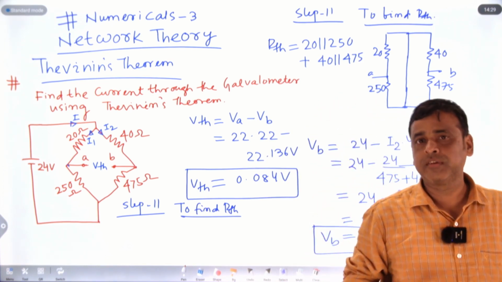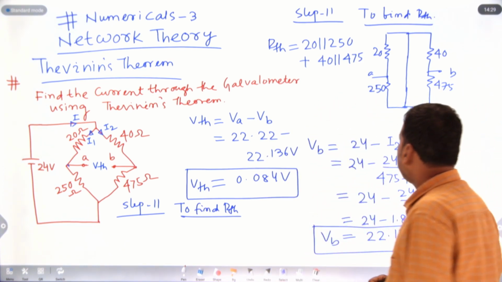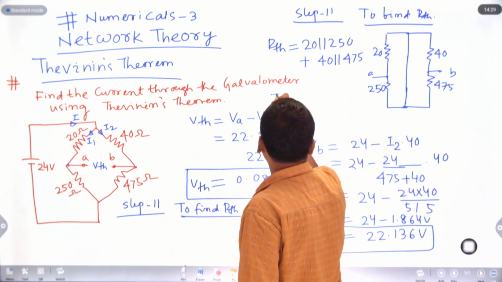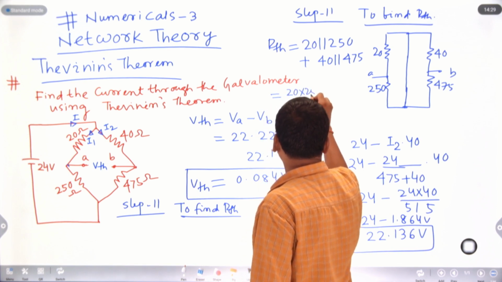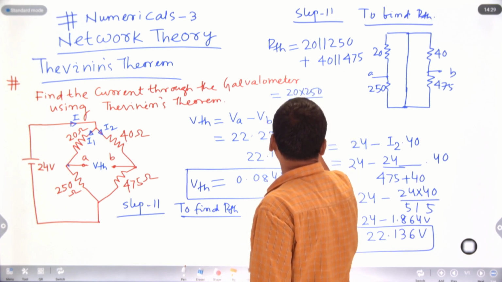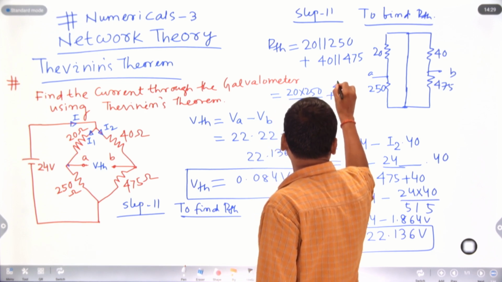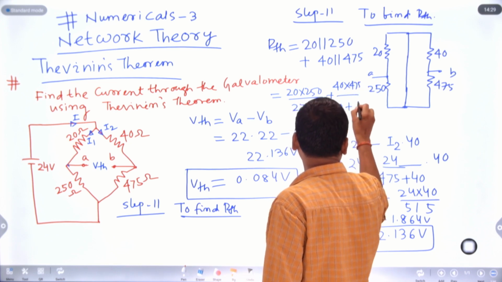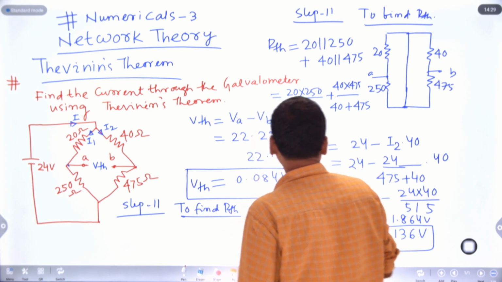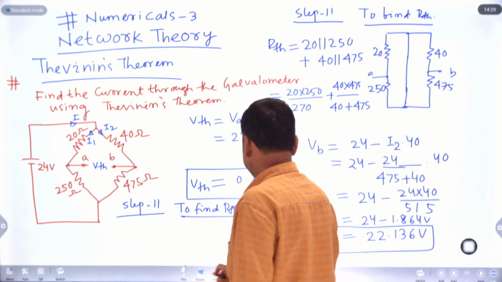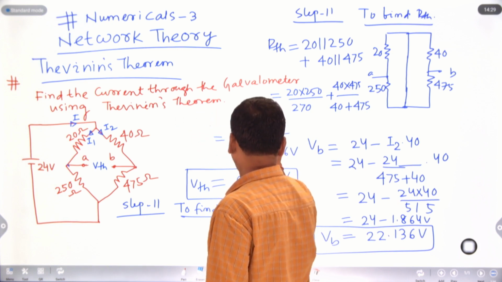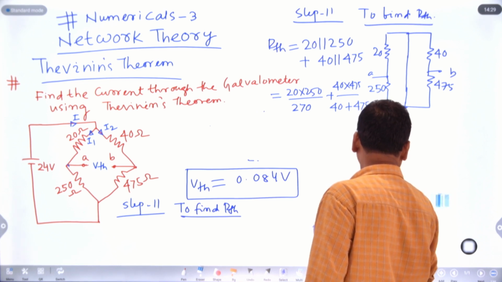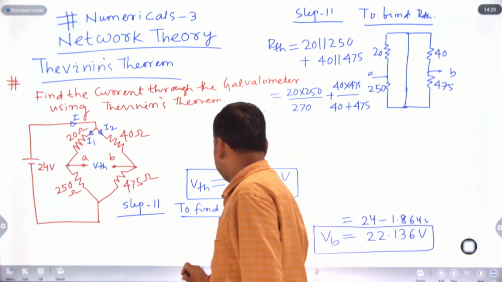What will be the equivalent resistance? If two resistances are in parallel, the equivalent resistance is the product of the resistances divided by the sum of the resistances. So 20 into 250 divided by 250 plus 20, that is 270, plus 40 into 475 divided by 40 plus 475. So what does the value become?